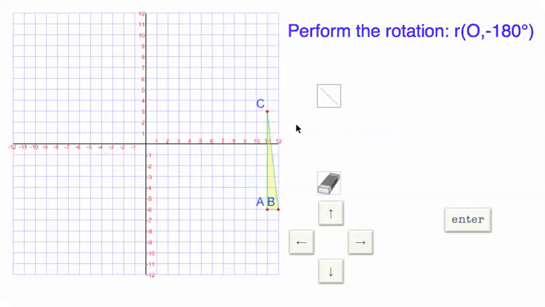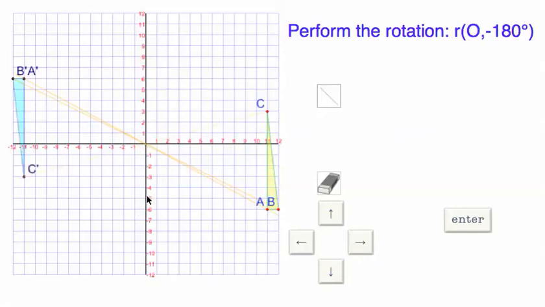And the quick trick for rotating 180 degrees is that the x's and y's just switch signs. Okay, they don't switch position. So the A, which is 11, negative 6, is going to be negative 11, positive 6. Okay, and the B, which is 12, negative 6, is going to be negative 12, positive 6. And the C, which is 11, 3, is going to be negative 11, negative 3.